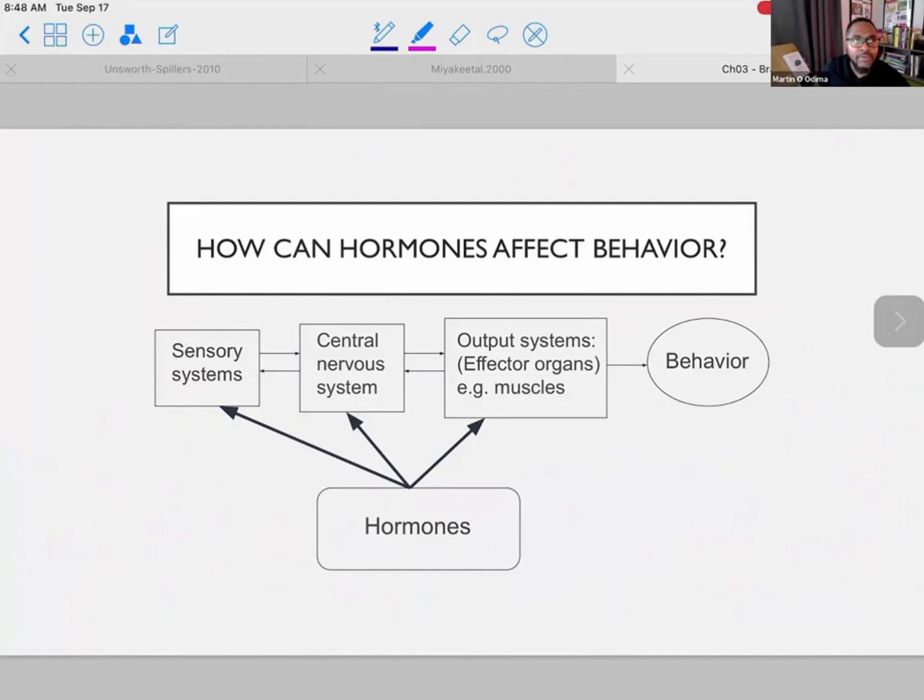So just kind of going back to the difference between hormones and behavior and how they interact with each other. Hormones and behavior are interlinked. We have our sensory systems, which help us perceive the world, and those signals go through our central nervous system. And then our output systems help modulate our action systems on what to do next. And that influences our behavior. And throughout this process, hormones are integrated and affect those systems.